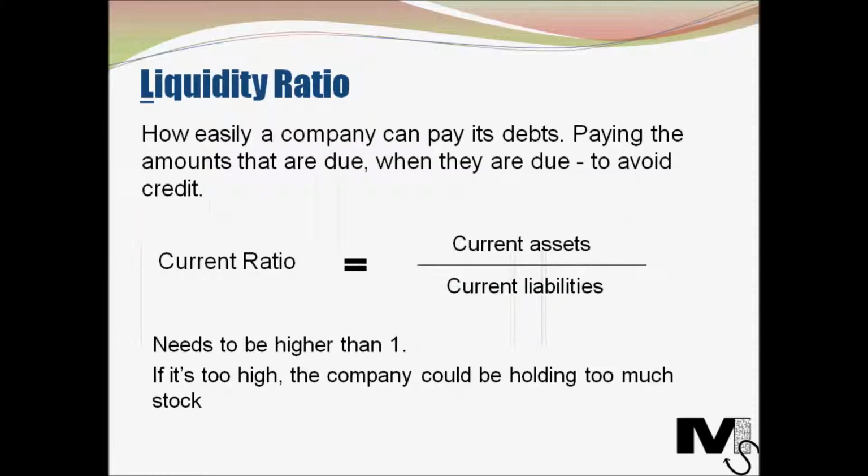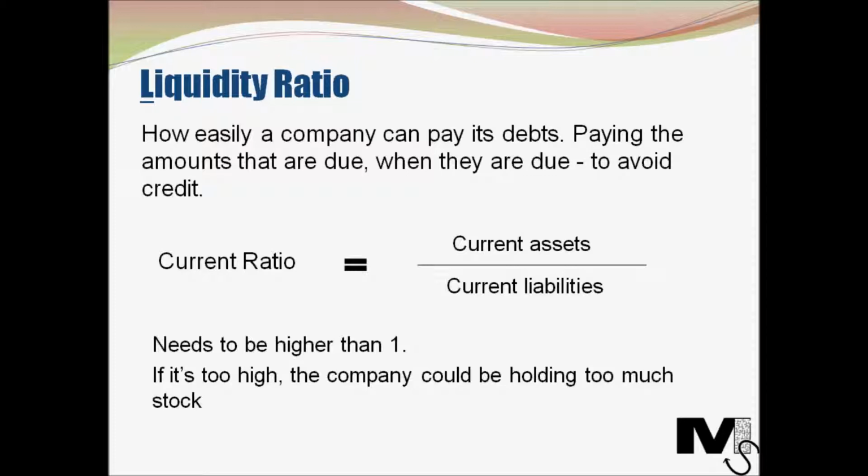Liquidity ratio, easily the most important ratio. It actually tries to explain how easily a company can pay its debts, which basically means paying the amounts that are due when they're due. That is how you avoid credit. So we look at a type of liquidity ratio which is current ratio, which basically is current assets plotted against current liabilities. So it's current assets divided by current liabilities.